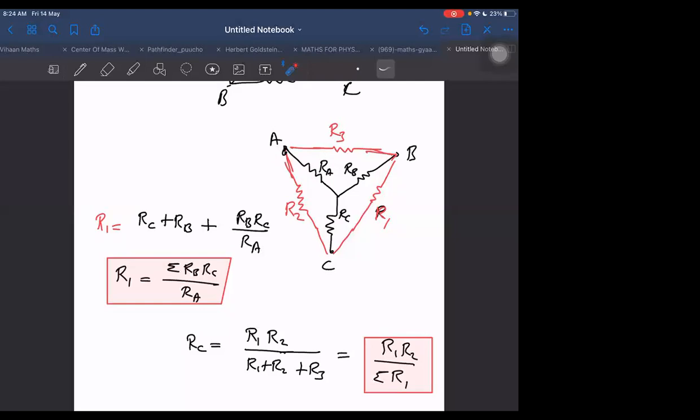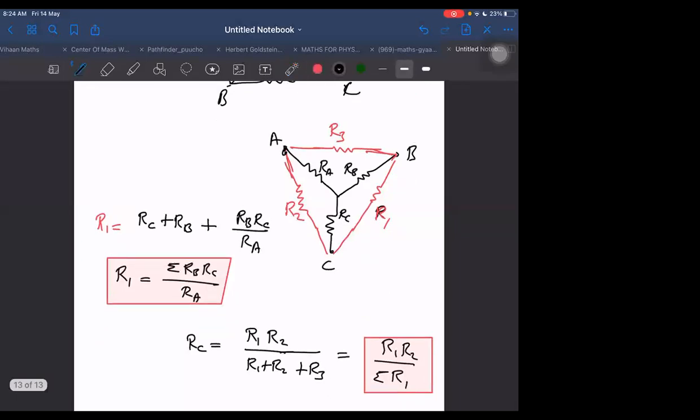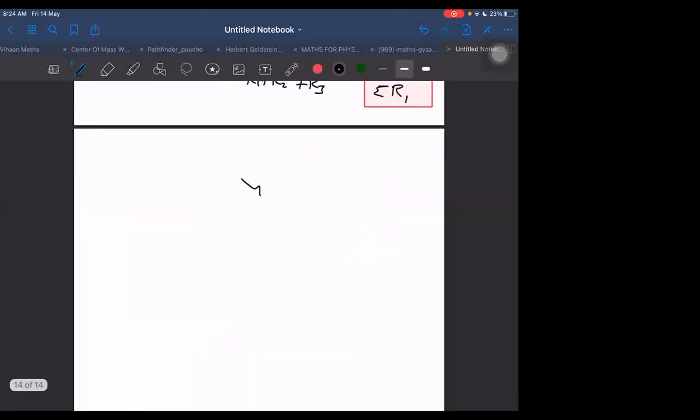Now, how many such formulae will be there? Actually, there will be 6 formulae: one for R1, one for R2, one for R3, one for RA, one for RB, one for RC. But instead of taking 6, I am just writing 2, because the others we can write in the same fashion. Okay. I will use this method only when such resistances are given to me.